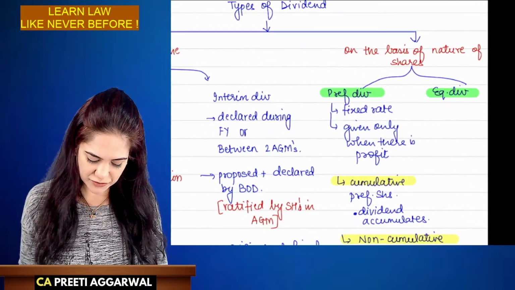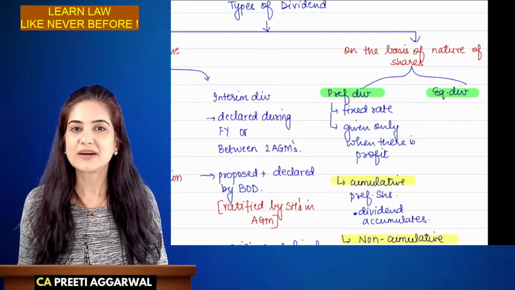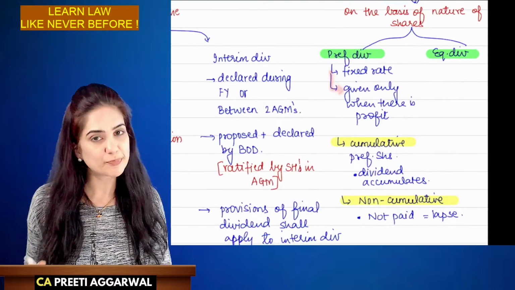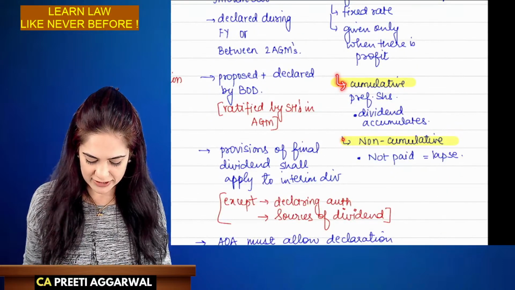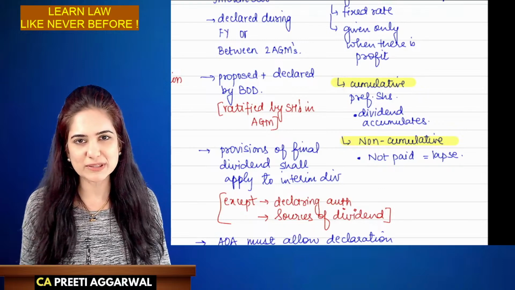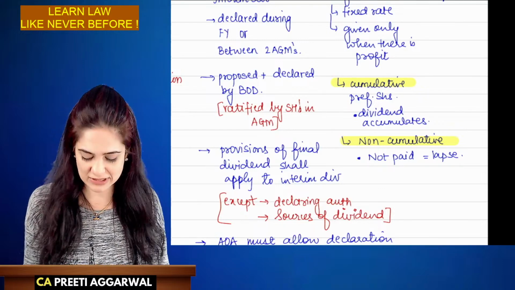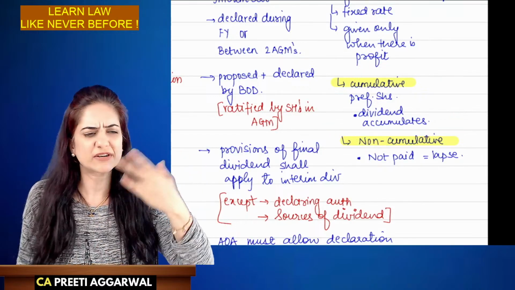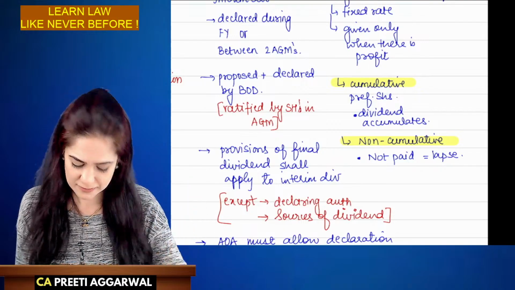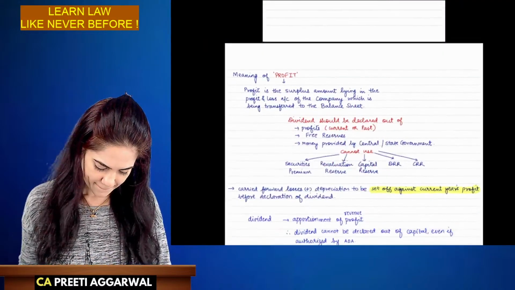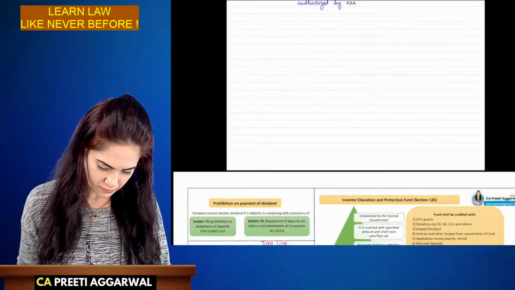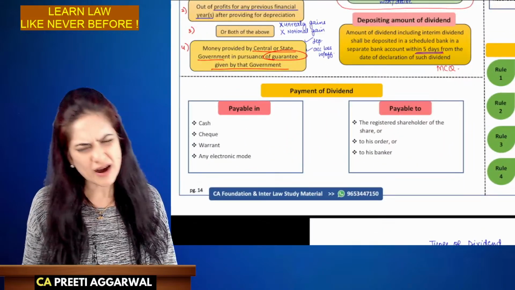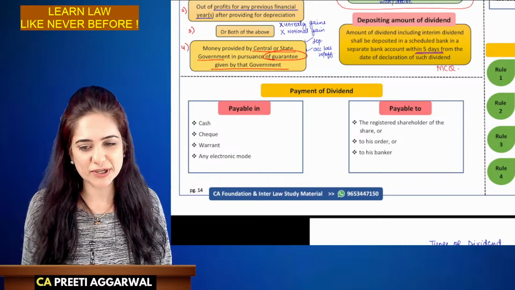On the basis of nature of shares, you have preference dividend and equity dividend. Preference dividend is received at a fixed rate. It is only given when there is profit. It may be cumulative or non-cumulative. We already know the meaning of cumulative and non-cumulative preference shares. Cumulative means the dividend, if not paid in a particular year, will be paid along with the dividend of next year. Non-cumulative means that if the dividend is not paid in a particular year, it will lapse. This may be asked as a case-based question. That is why I have mentioned it over here.